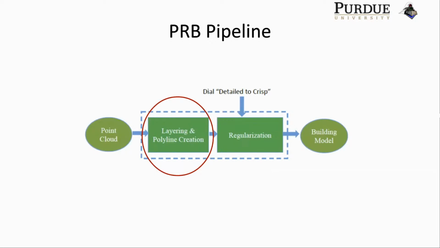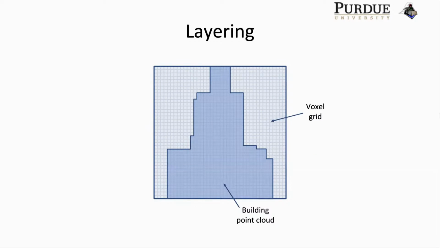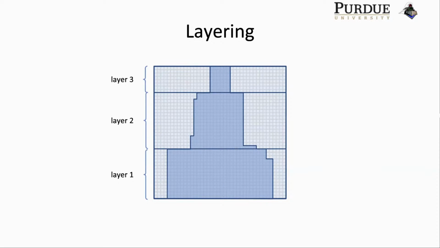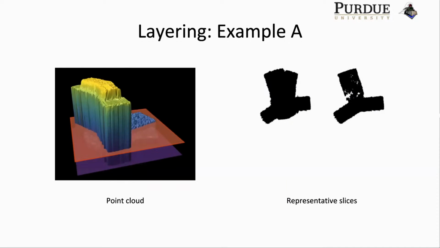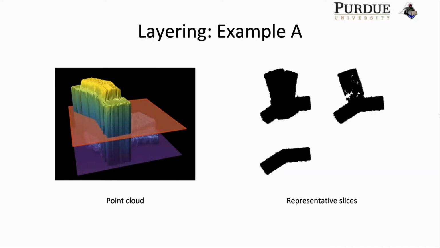Now, let's move on to describe the first phase, layering and polyline creation. To perform the layering, we first place all points into a grid with voxel size equal to satellite image pixel size of 0.3 meter. Then we use a relative layering threshold to determine the boundaries between layers using the intersection of union of adjacent horizontal voxel slices. We choose a single representative voxel slice for each layer based on closest similarity to all other slices within the same layer.